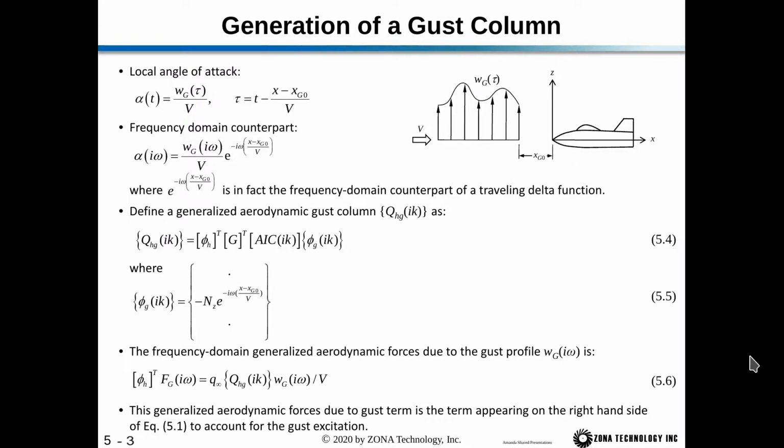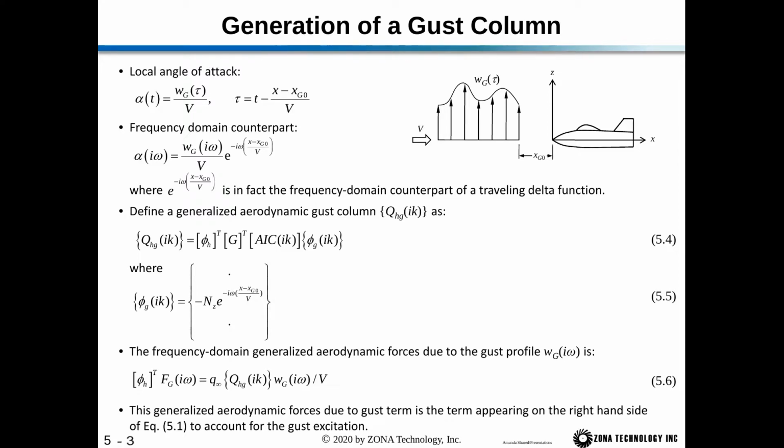Next, we'll look at the generation of a gust column. The local angle of attack is given by alpha of t equals wg of tau over v, where tau equals t minus xg naught over v, and xg naught here is the gust reference point. Now the frequency domain counterpart of this alpha of t is alpha of I omega, which equals wg of I omega over v times e to the minus I omega times x minus xg naught over v. And this e to the minus I omega times x minus xg naught over v is the frequency domain counterpart of a traveling Dirac delta function.